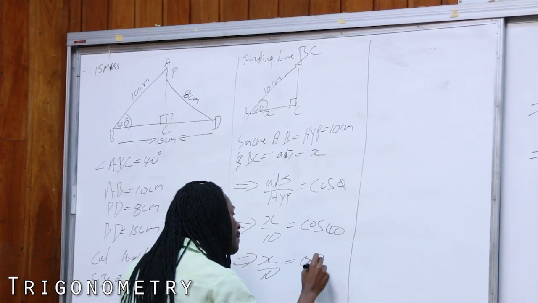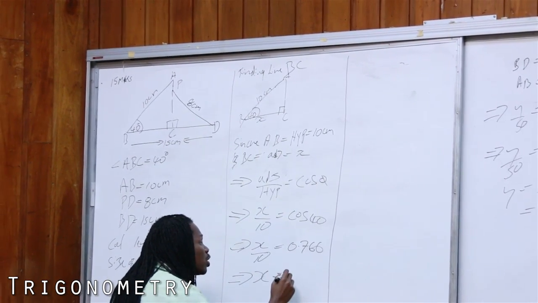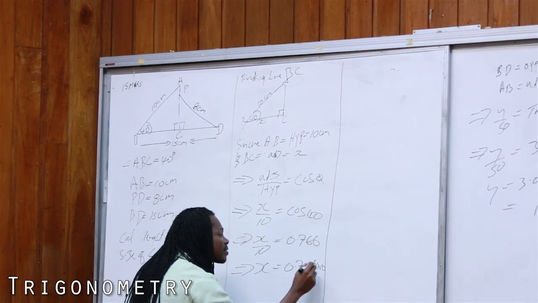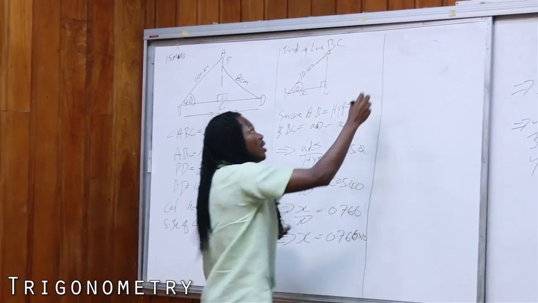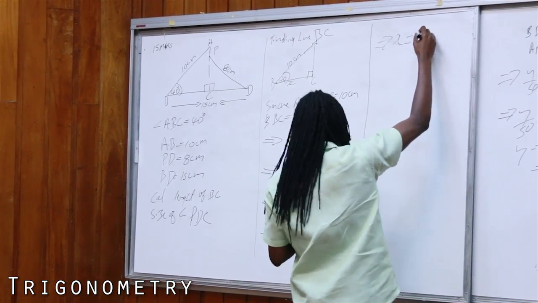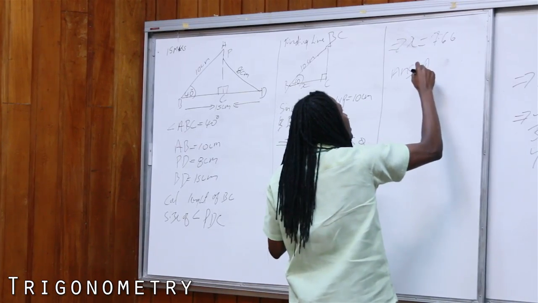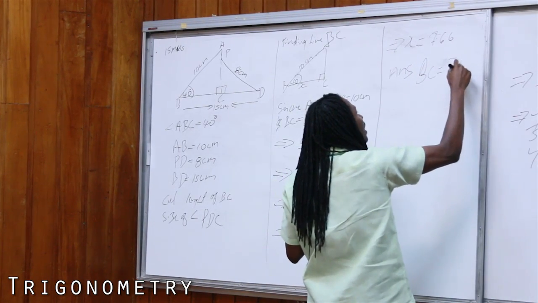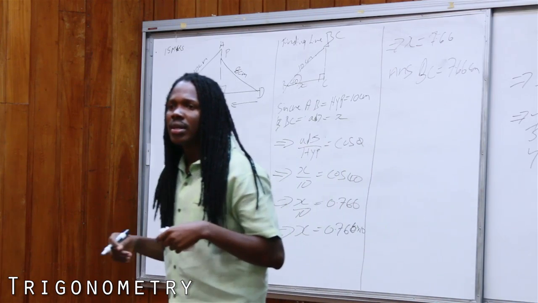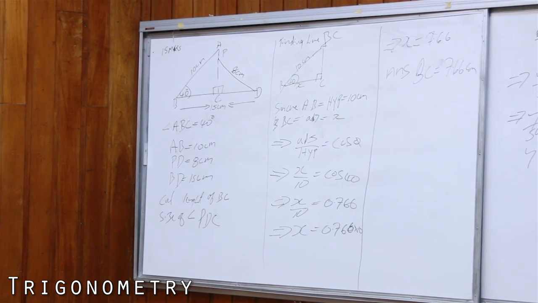Which implies that X equals 0.766 times 10. This implies that X equals, and so BC equals 7.66 centimeters. Look how lovely and nice that is. Not done yet.